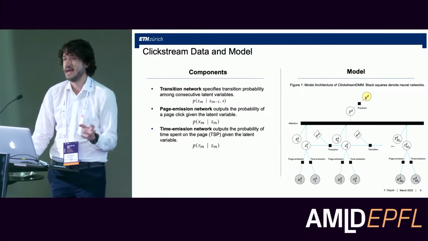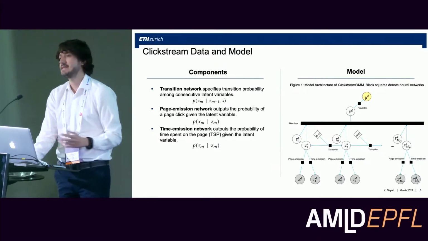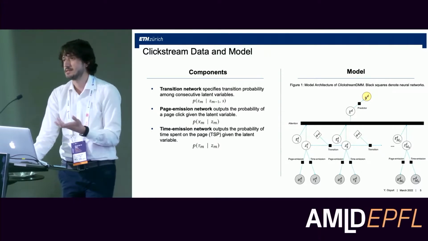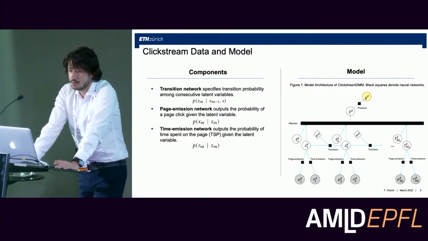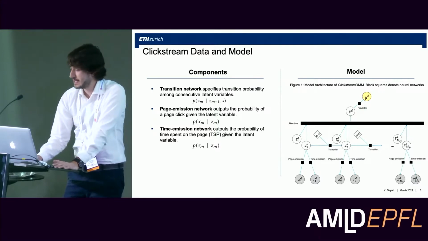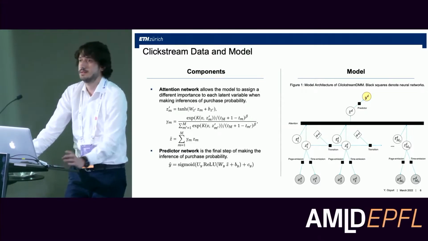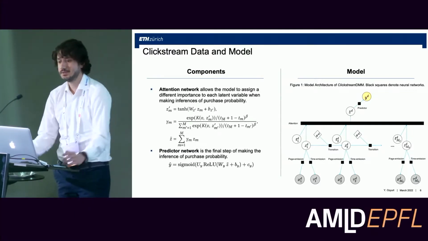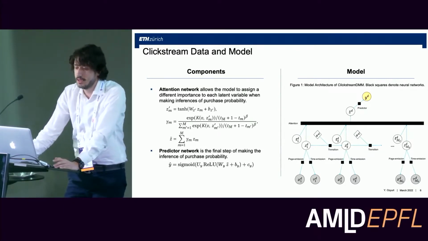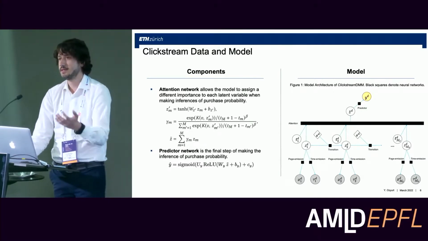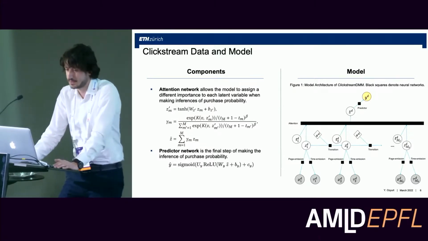The first one is the page emission network that gives us the probability of a certain page click given its latent variable. Similarly, we have a time emission network which gives us the probability of the time spent on a given page once we know its latent variable. With the latent variables of all time steps calculated, we feed them into our attention mechanism. As an output, we get a so-called aggregated representation over the entire session, denoted as Z tilde here. As the final step of making the prediction, we feed this aggregated representation into our predictor network. In practice, it's a multi-layer perceptron, but it could be any other black box model as well for generalizability.